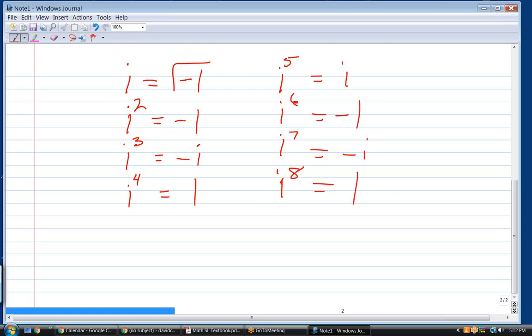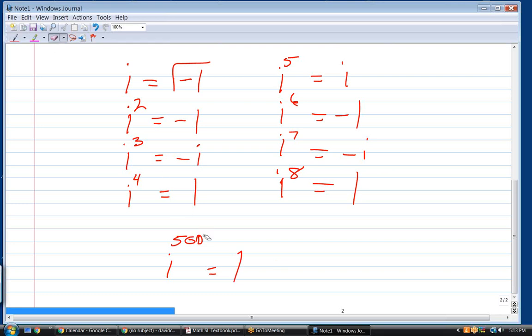That's equal to 1. So if I said to you, what is I to the 500th power equal to? Is 500 divisible by 4? Yes. Perfectly. So it's equal to 1 also. If that exponent is perfectly divisible by 4, then it's equal to 1. I to the 12th is equal to 1. I to the 16th is equal to 1.